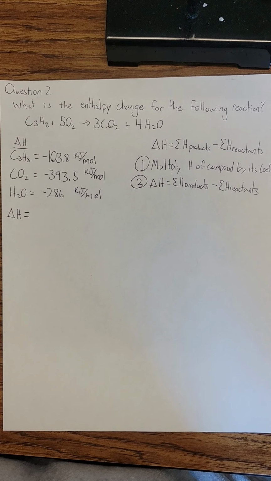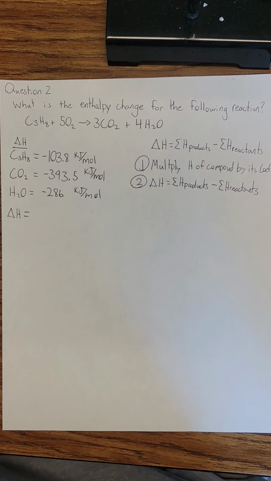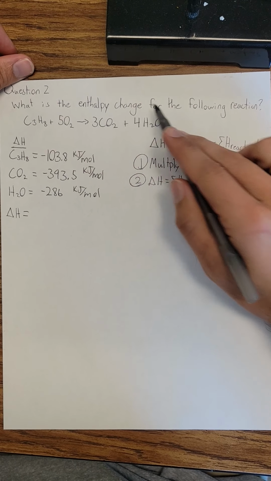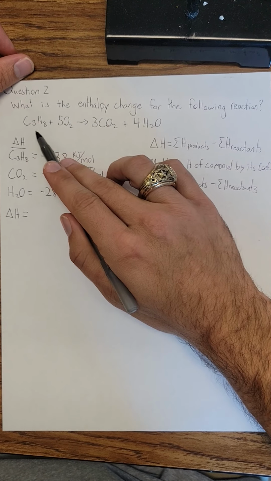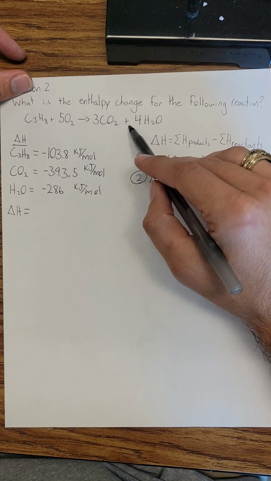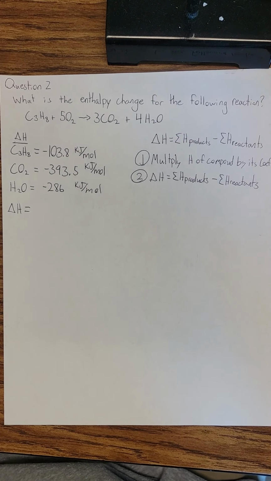Everyone, I'm going to do a review for your assignment today. So here we have question 2. It says, what is the enthalpy change for the following reaction? C3H8 plus 5 O2 makes 3 CO2 plus 4 H2O.